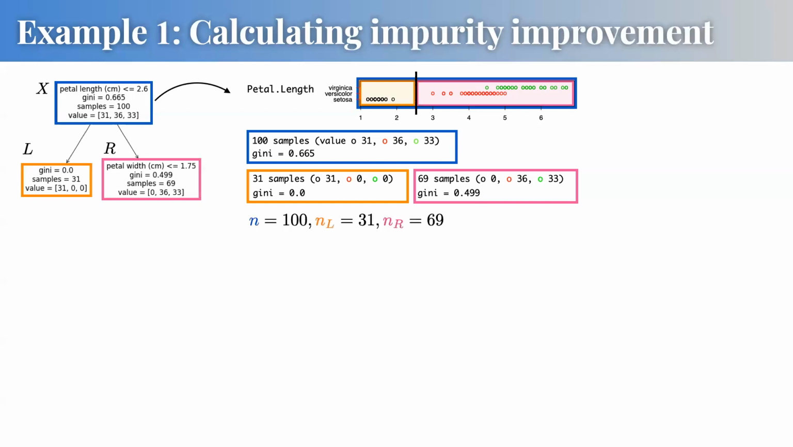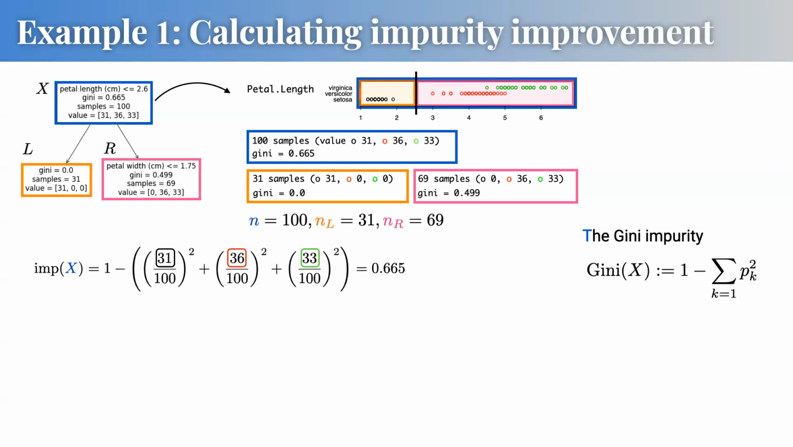Then we compute the impurity improvement score. It's very simple. By the way, the Gini impurity is something like this. For example, the original Gini score is this one: 1 minus the sum over all class probabilities, squared. So it's around this number. And the left-hand side is the same as here.